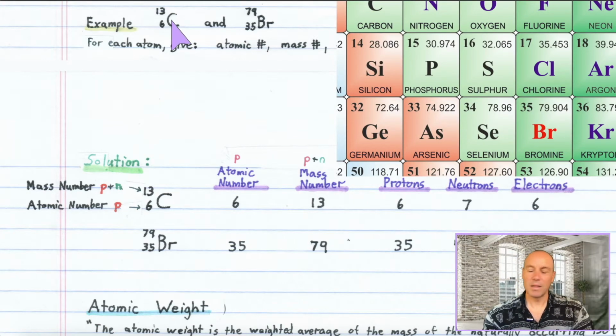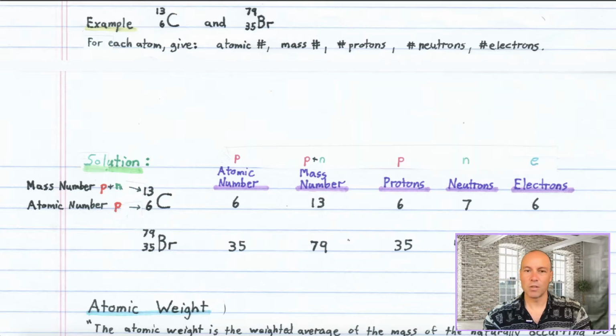Now, really, these atomic numbers don't have to be included in the isotope symbol. They're sort of redundant. Anytime you see carbon, of course its atomic number is 6. So sometimes you'll see isotope symbols without the atomic number explicitly written. So that's the atomic number.